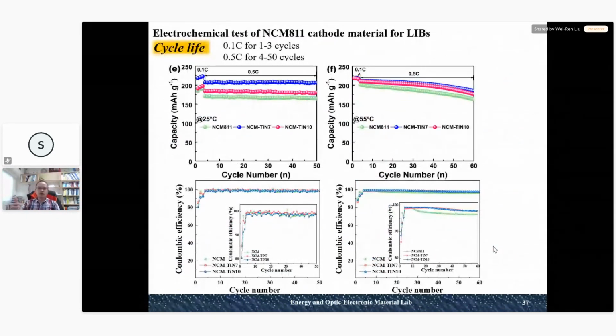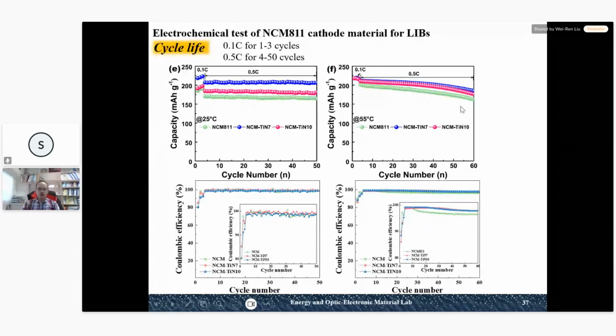So here we show the cycle life at room temperature and at high temperature. For room temperature, you can see the blue color is TiN7, and the green color is the pristine NCA811. TiN7 has a very good capacity, not only at 0.1 C but also at 0.5 C, and also at high temperature, the TiN7 gives a much better performance compared to the pristine NCA811.